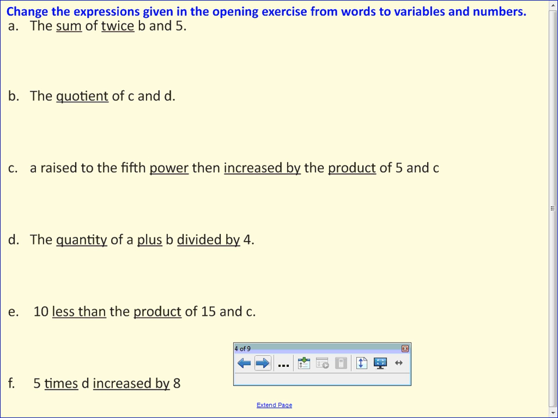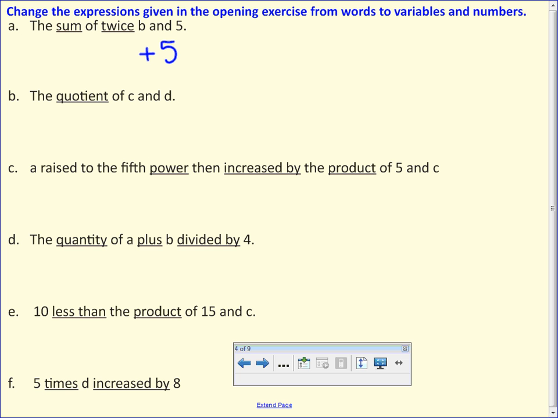Now let's take that expression and change the expression given in the opening exercise from words to variables and numbers. So looking down at example 1A, it's the same expression. Now that we've underlined those key words, let's write it as an expression. So the sum of twice B and 5. So I have the sum of something and 5.